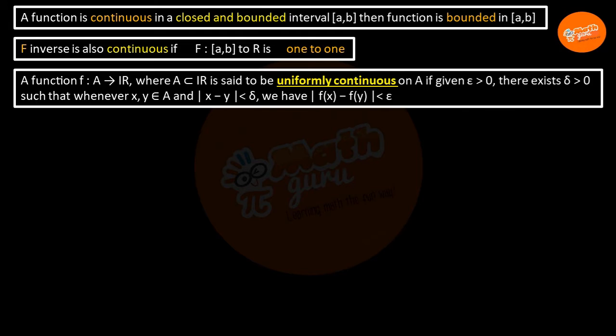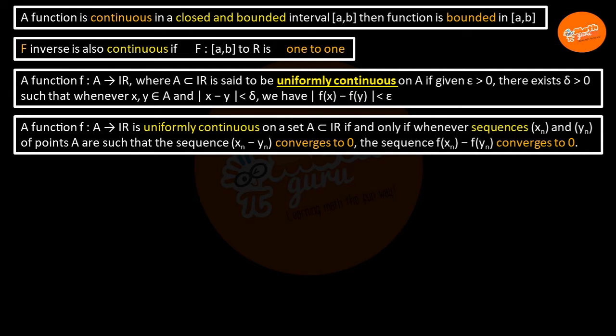Then the function is said to be uniformly continuous. Uniform continuity is the kind of continuity defined on an interval, not at a particular point; it considers the whole interval. Its definition is that for every epsilon greater than 0, there exists delta greater than 0 such that whenever x, y belong to the domain, |x minus y| less than delta implies |f of x minus f of y| less than epsilon.